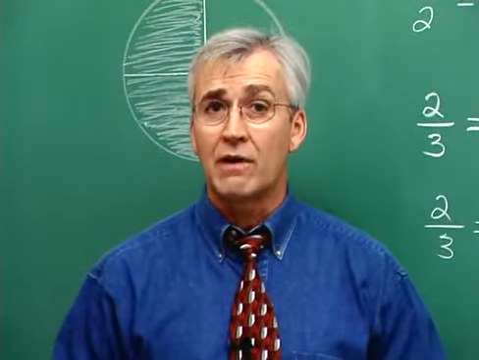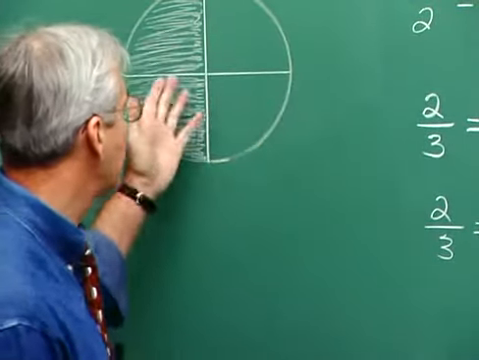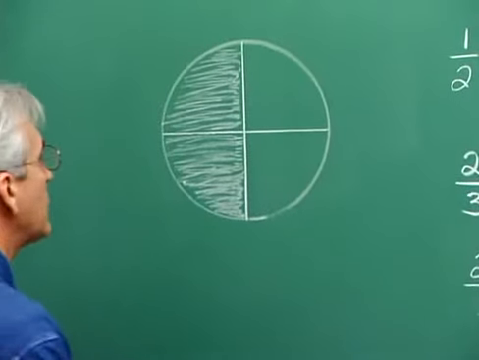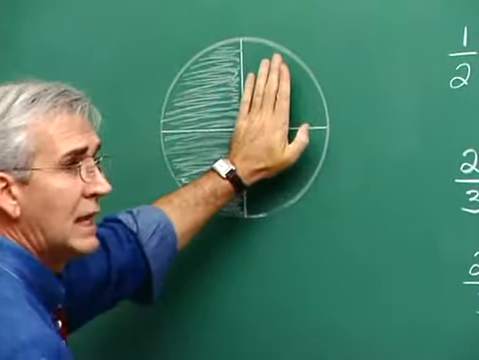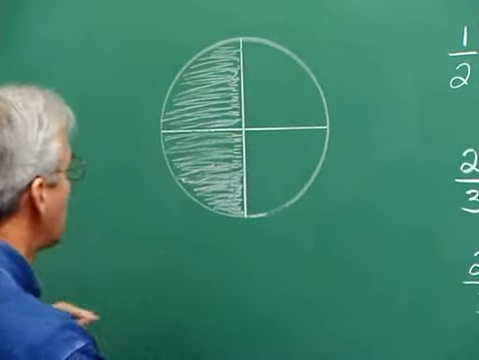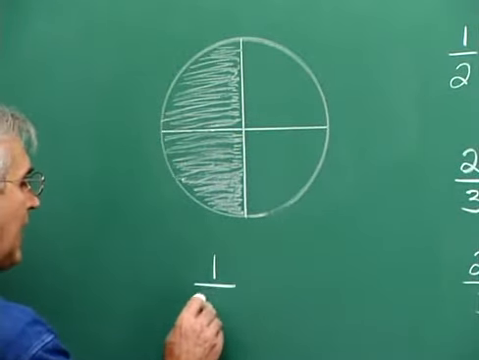Suppose we want to use a fraction to describe the shaded part of this circle. One person looking at the situation might say, well, I see that the circle is divided into two regions, and one of the regions is shaded, so I think the fraction is 1/2.